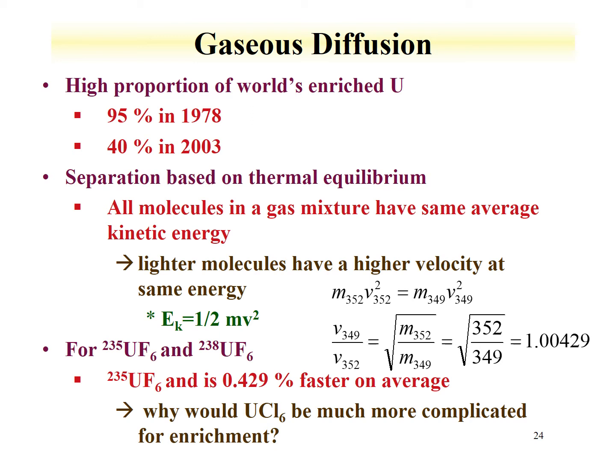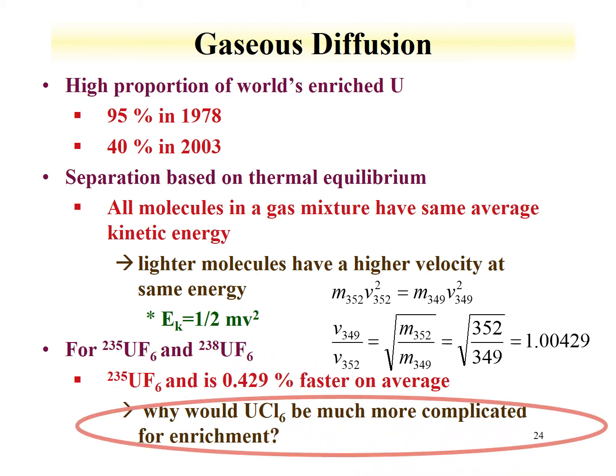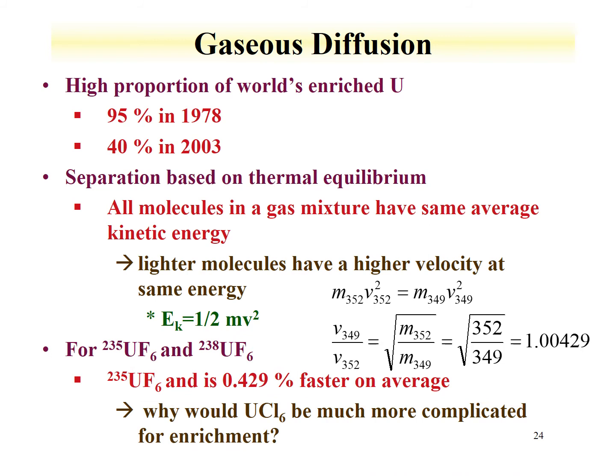If we put this in a system where it impinges upon a barrier, and this barrier has a certain permeability for the uranium hexafluoride, the uranium-235 hexafluoride will impinge upon that barrier more often and diffuse through, on average, at a higher rate. Now, uranium hexachloride can also be used for enrichment.